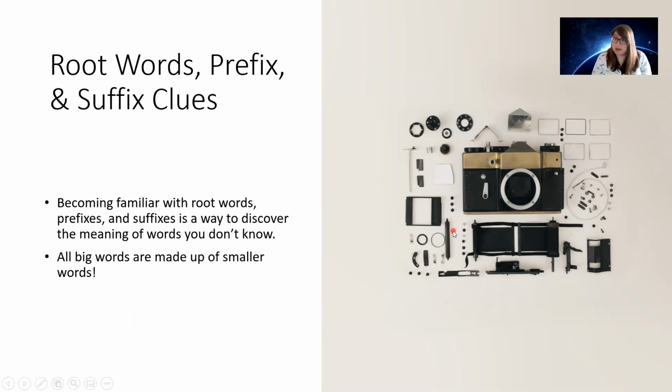Big words work the same way. All words are made up of different pieces of other words. So what we say is that all words are made up of root words, prefixes, and suffixes. So when we work on becoming familiar with those root words, prefixes, and suffixes, we can use that as a way to discover the meaning of a word that we may not know. The other thing we want to keep in mind is that all big words are made up of smaller words. In English, words are created based off of Latin, Greek, and French root words, and we add different prefixes and suffixes to those words to create a bigger word.